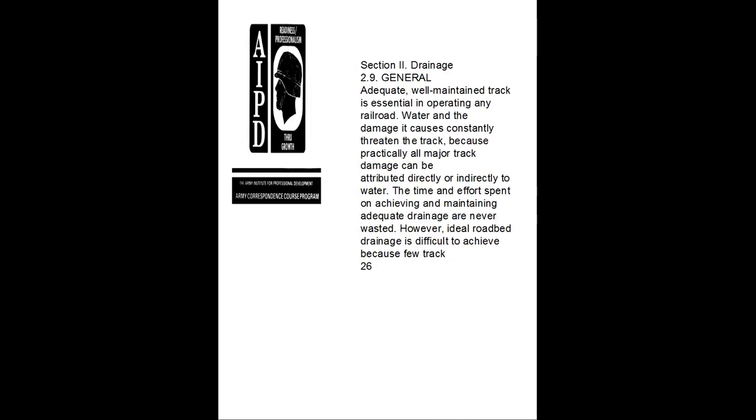An adequate, well-drained track is essential for the operation of the railroad. Water and damage causes constantly threaten the track, because in particular all major track damage can be attributed directly or indirectly to water. The time and effort spent achieving and maintaining adequate drainage are never wasted. However, ideal roadbed drainage is difficult to achieve.